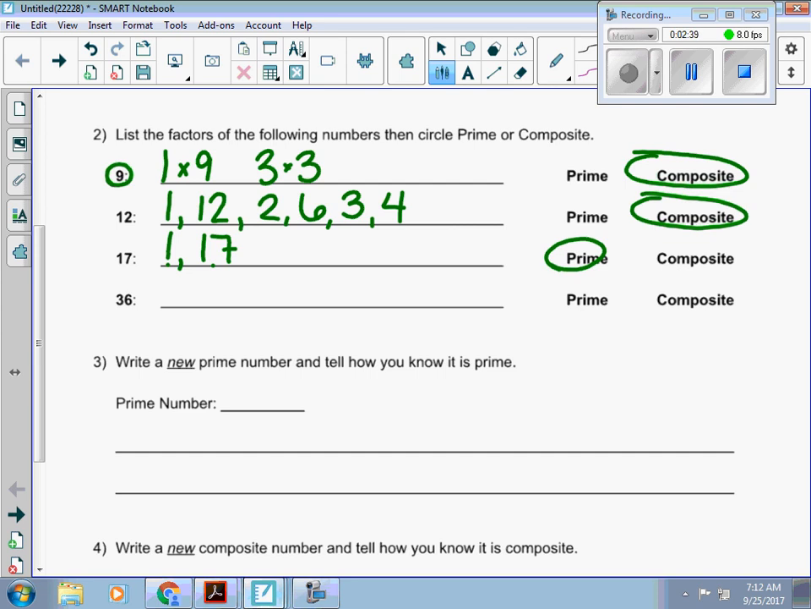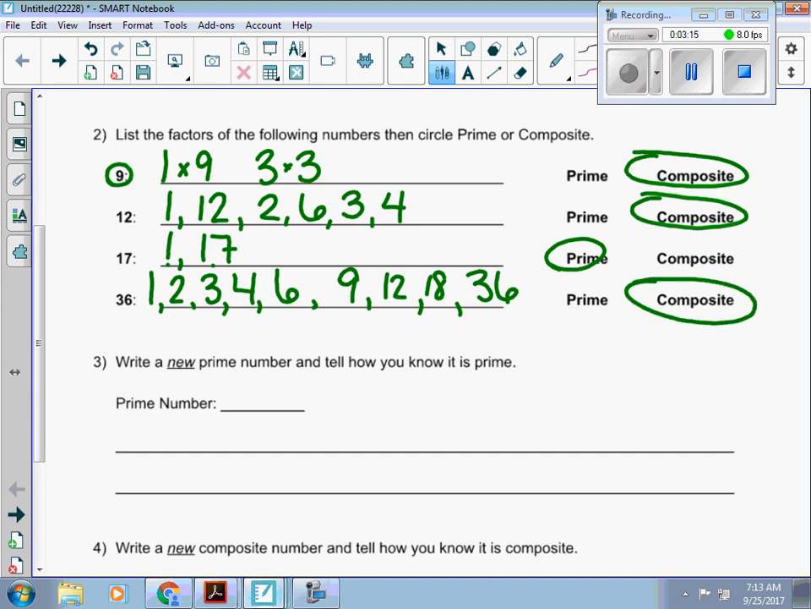And 36, I'm going to list this one like our rainbow. I can do 1 and 36, 2 and 18, because it's even, I knew 2 worked. 3 also works. 3 and 12. Try 4, yes, 4 works. It's 4 and 9. 5 does not work, because it does not end in 5 or 0. But 6 works, and it's 6 times 6. So I only need to write that number once. And because it has all those factors, it is composite.